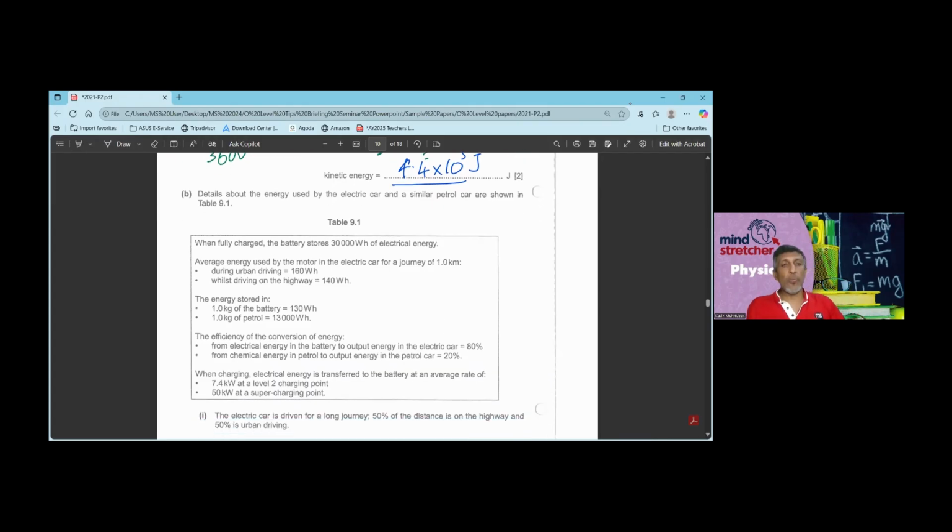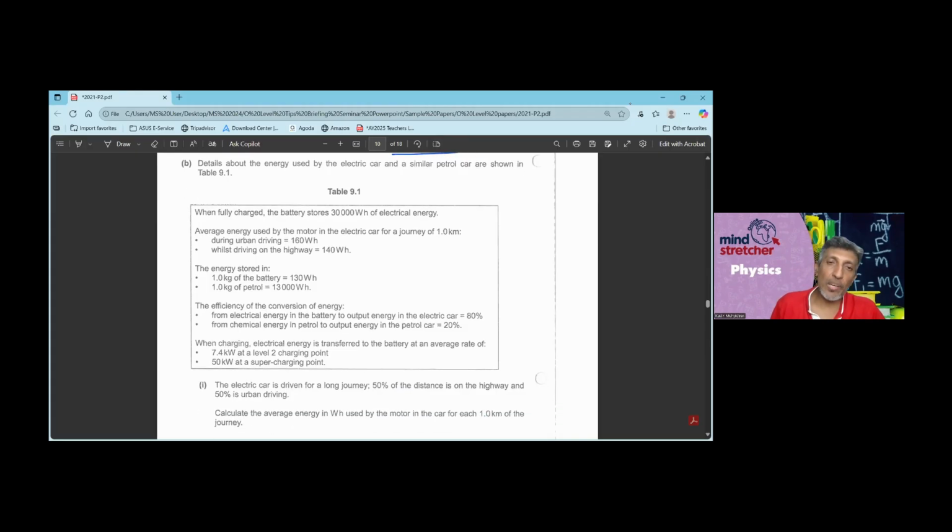All right, this one is quite interesting because now you know all Singapore got EV cars. So chances are you can get questions like this, okay? Energy used by an electric car and then a similar petrol car shown. When fully charged, a battery stores 30,000 watt-hour. They give you the energy in terms of watt-hour. Guys, you must know how to use the data given.